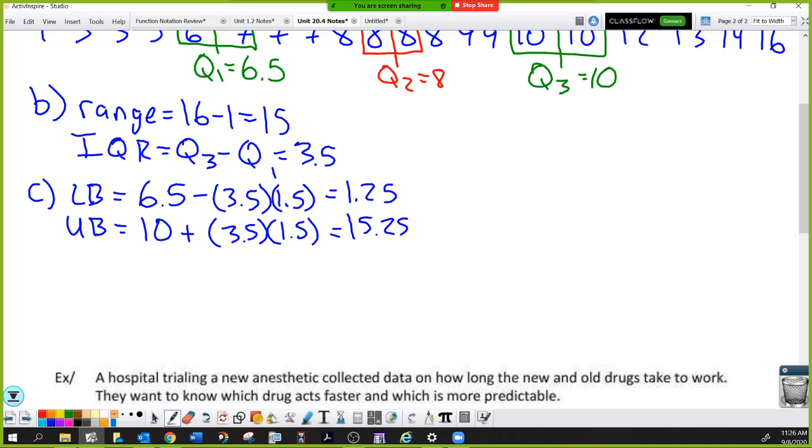So any number smaller than 1.25 would be an outlier. Any number larger than 15.25 would be an outlier. So that means that we have 2 outliers. We have an outlier at 1, and we have an outlier at 16. Wait, 3.5 is the IQR. I switched the 2 numbers, I know, but multiplication doesn't really care.